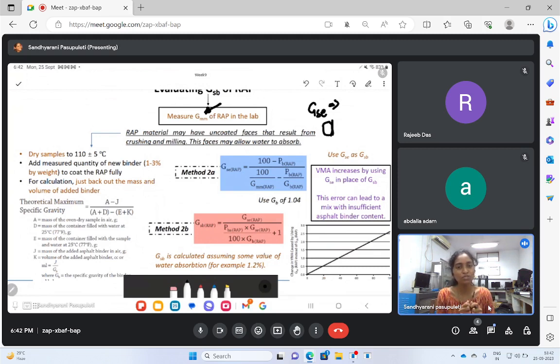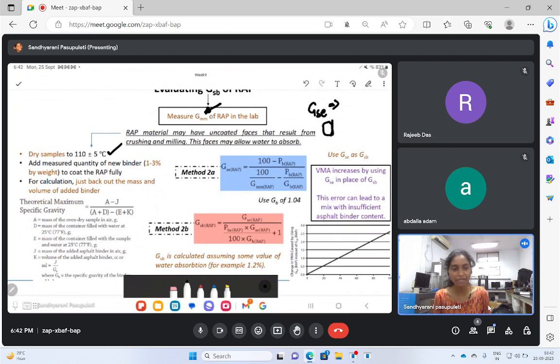When we keep these loose aggregates in the water to calculate the theoretical specific gravity, there is a chance that these aggregates may absorb the water, which will change the value of theoretical specific gravity. So before proceeding for the theoretical specific gravity, we need to make sure that all the RAP aggregates are coated properly with the bitumen. So how do we do that?